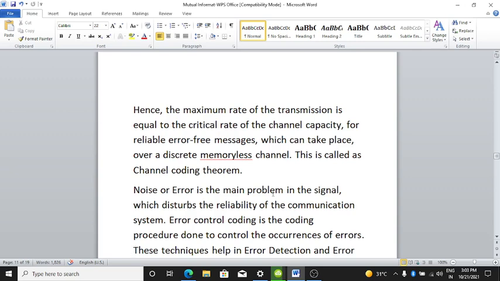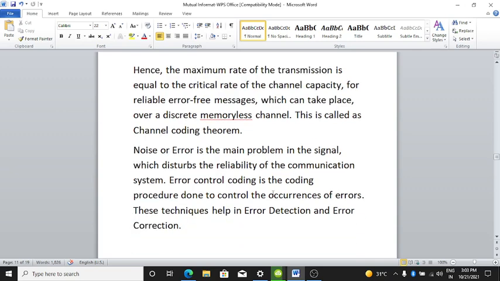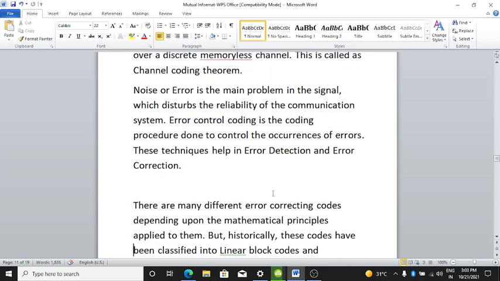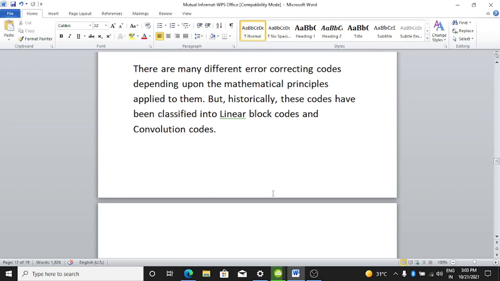Noise or error is the main problem in the signal which disturbs the reliability of the communication system. Error control coding is the coding procedure done to control the occurrence of error. These techniques help in error detection and error correction. There are many different error correcting codes depending upon the mathematical principles applied to them. But historically, these codes have been classified into linear block codes and convolution codes.